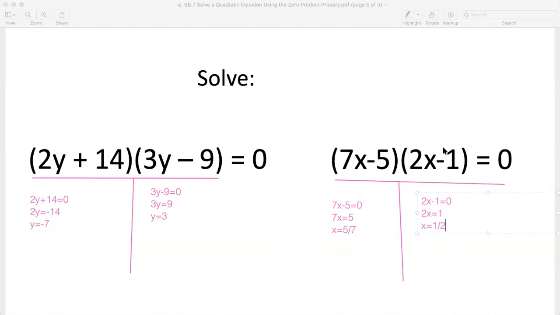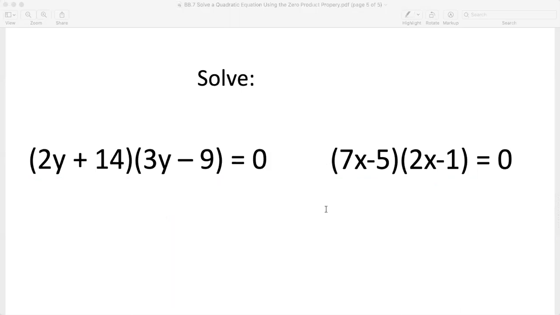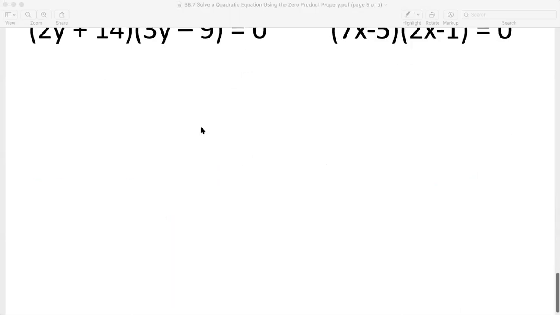Okay, so there is a little shortcut here. You can take the opposite of this number and divide by this number. This would be 1/2. This would be 5/7. This would be 9/3, which is 3. And this would be negative 14/2, which is negative 7. So that's a shortcut you can take. Honestly, these are so easy. Sometimes the shortcut's just not worth it because really, just don't miss it.